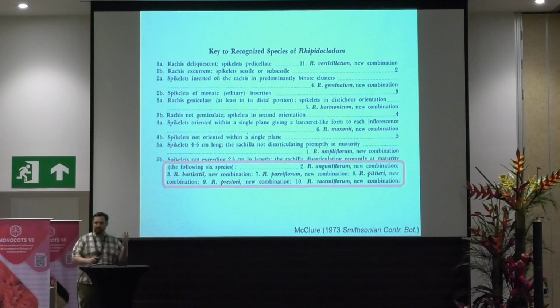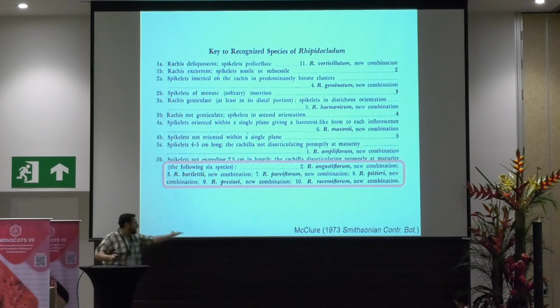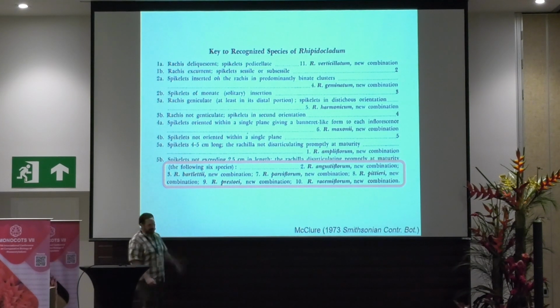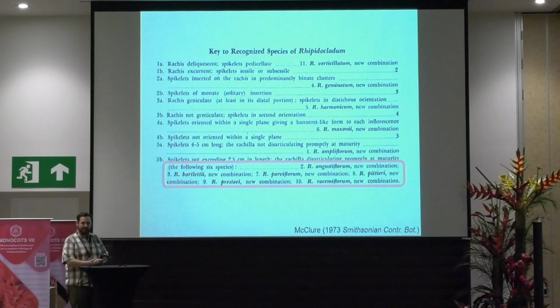The group that I work on, the genus I work on, is Rhipidocladum, and this is the original key to the species of Rhipidocladum when it was described in 1973. And you'll go through the couplets, and you get to the bottom couplet, and the user of this key is left to fend for themselves because the last couplet says, if you get down here, it's one of these 6 species, right? So what do we do with this? What do we do when we've got our expert keys that just sort of throw us to the wolves?